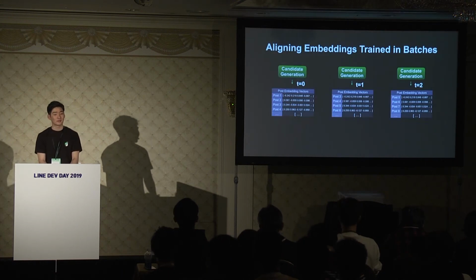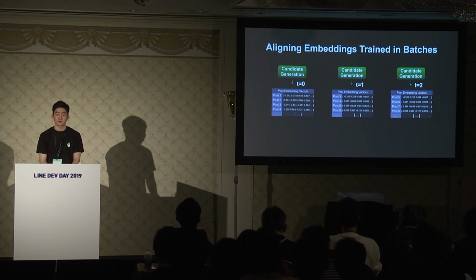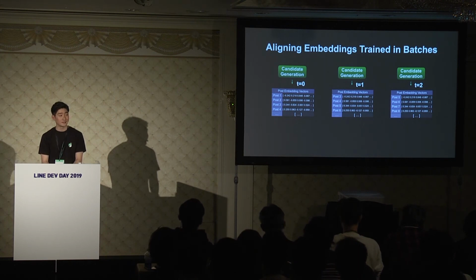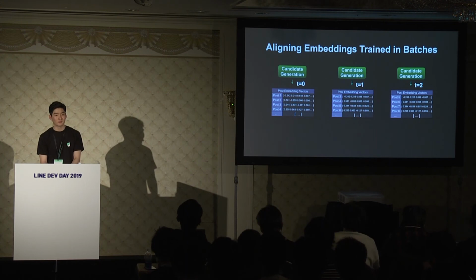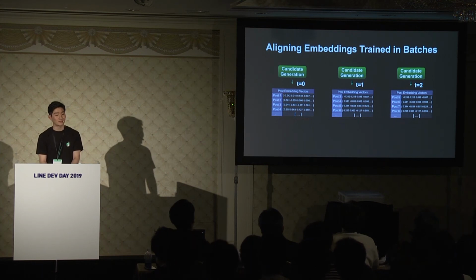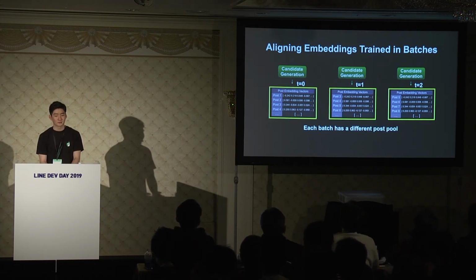We perform the training of our candidate generator in scheduled batches. What this means is that we are training new models using the data for each time step. Let's assume, just for simplicity, that we train a new model once every day using data in the recent week. Let's call the first model Model 0, the second model Model 1, and the third model Model 2. Then, Model 0 will have trained on the data for days 1 through 7. Model 1 will have trained on days 2 to 8, and Model 2 will have trained on days 3 to 9. So we can see how they will have different post pools.